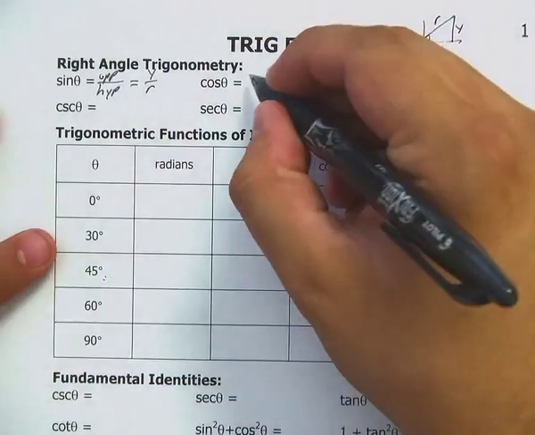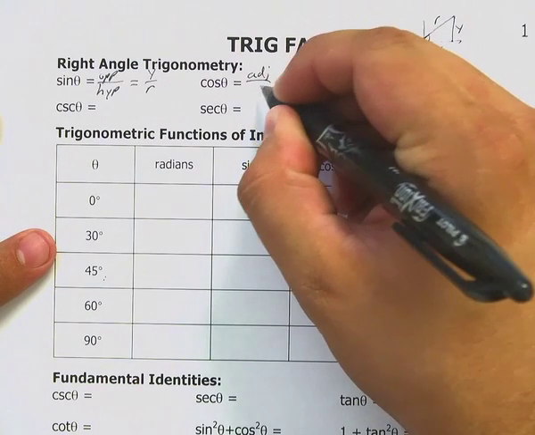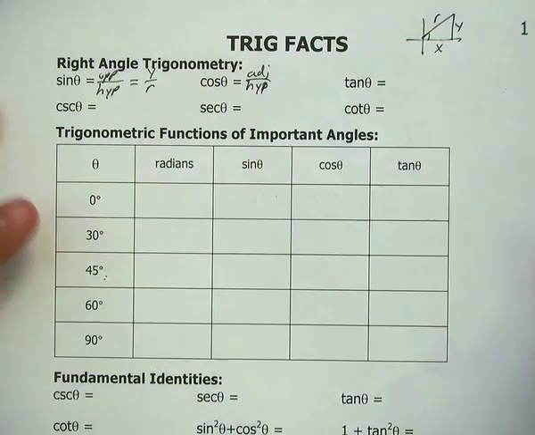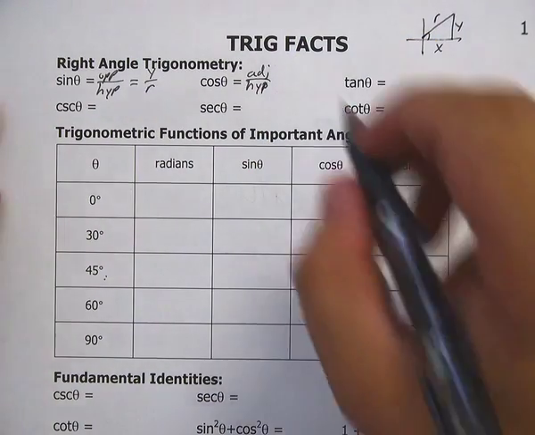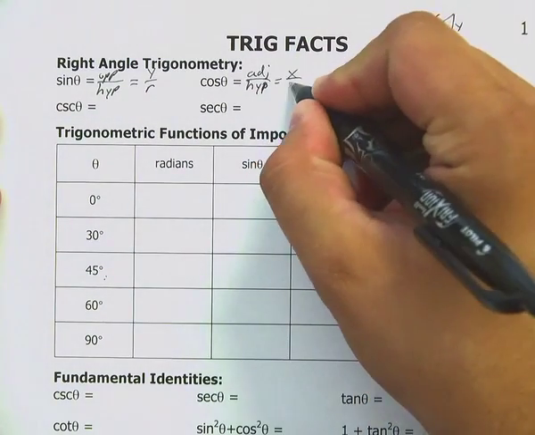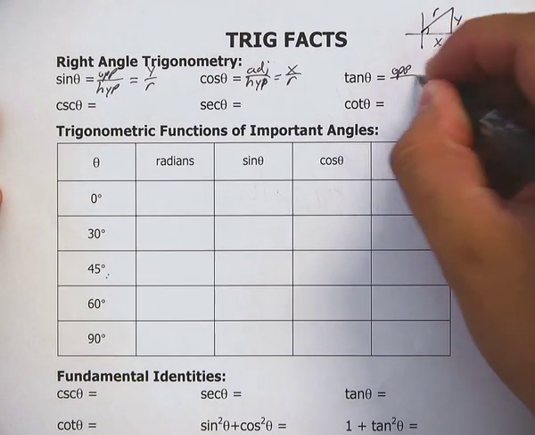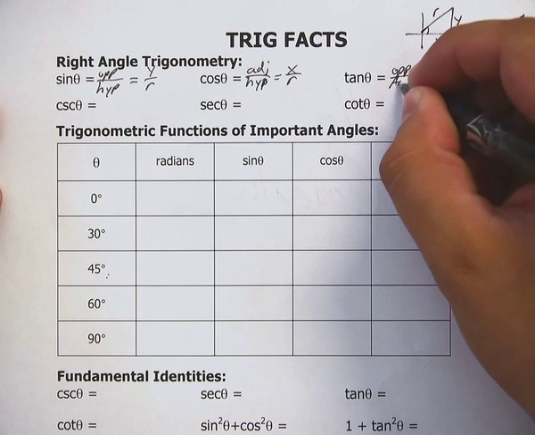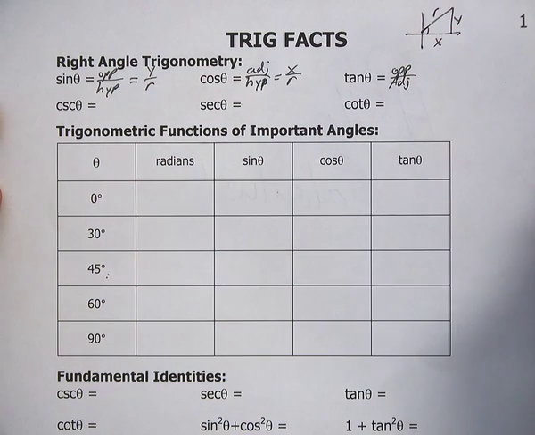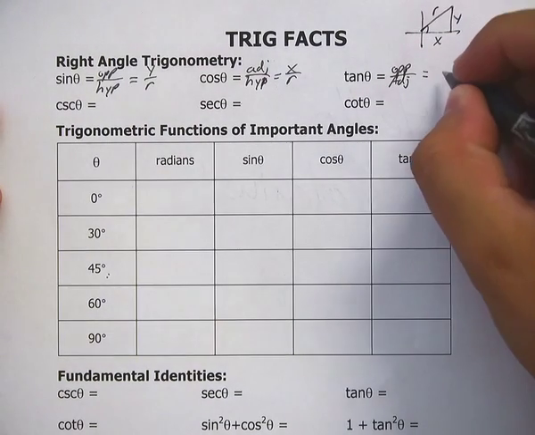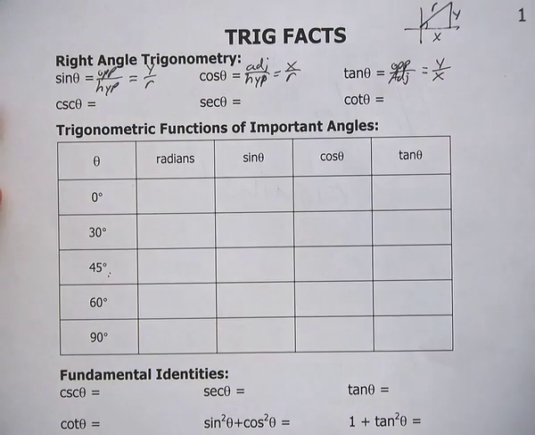All right, cosine is adjacent, ADJ, over hypotenuse, HYP. That's going to be your x over r. Tangent is going to be opposite over adjacent. Most of y'all probably remember this. If not, we definitely need to get some remediation going on here. So we've got y over x, right?